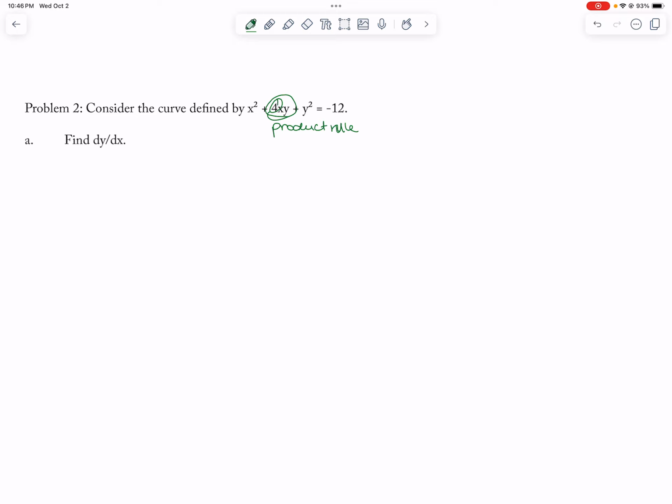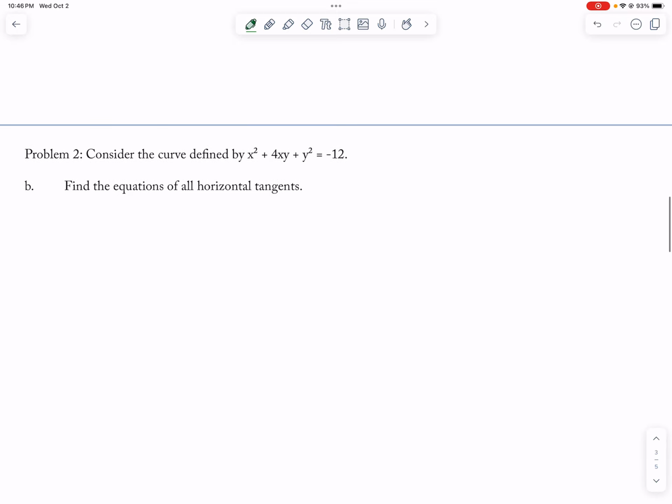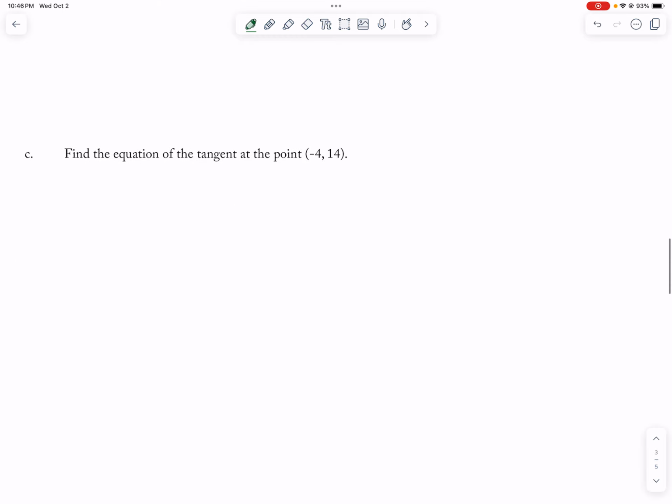Factor out the 4, put it with the 4x, completely up to you. You get the same answer. Horizontal tangents is when dy dx is equal to 0. To write the equation of the tangent line, you need dy dx at negative 4 comma 14. And then you want point slope form.